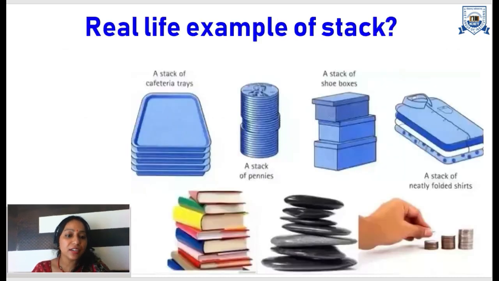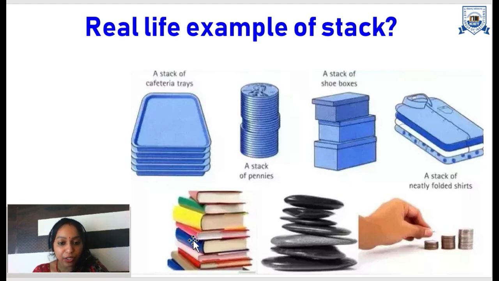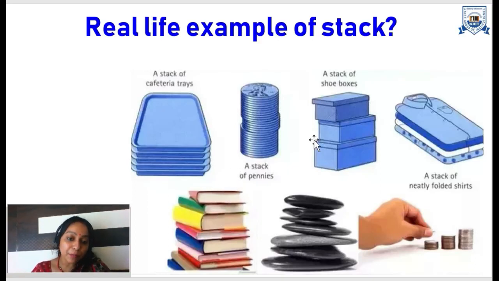An example of stack can be a pile of books. One book is kept over another, then another book is kept over the second one, now the fourth one is kept over the third one, now the fifth is kept over the fourth one. Like this, we are inserting the element just after the last element. Now if you want to pick up a book, which book will you pick? The book which you have kept last will be the first one which you will pick up.